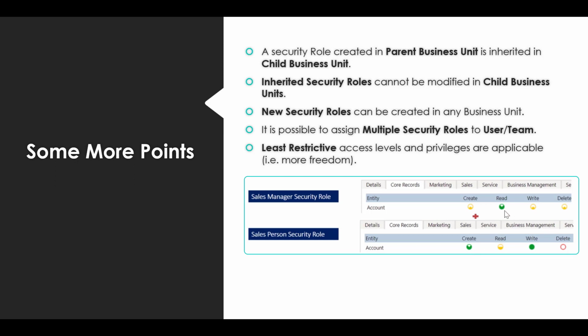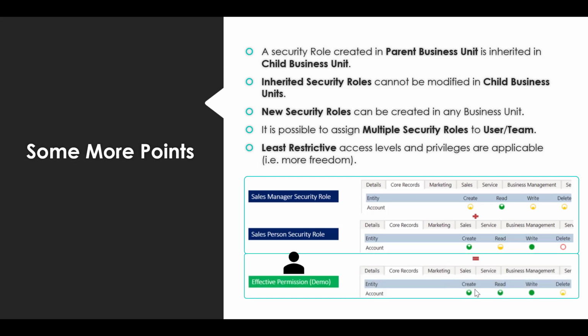Similarly for read, it is at parent-child level, and over here it is at the business unit level. Similarly for write, it is at the user level, and over here it is at the organization level. So which of these access levels will finally be applied? Well, it will be the least restrictive option. So the final result would be this one, where the least restrictive access for create, read, and write and delete are applied.